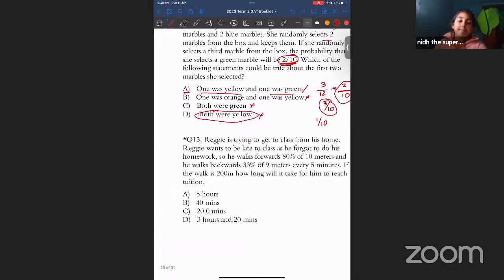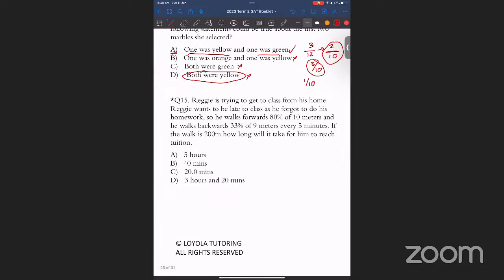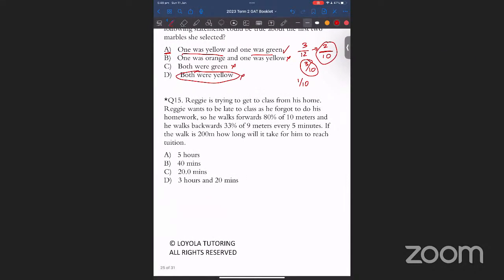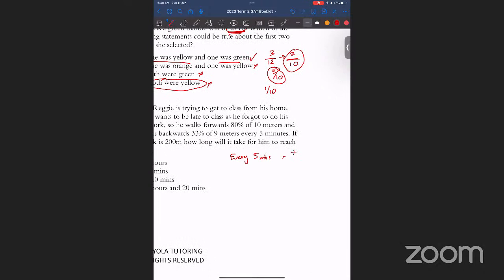Reggie is trying to get to class from his home. Reggie wants to be late for class as he forgot to do his homework. So he walks 80% of 10 meters and walks backwards 33% of 9 meters every 5 minutes. So every 5 minutes, he walks forward 80% of 10, which is 8 meters, and backwards 33% of 9 meters, which is 3 meters. So that means every 5 minutes, he does 5 meters in total. Do you guys understand?